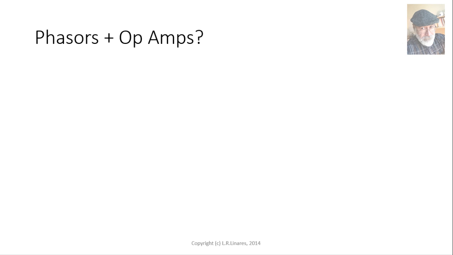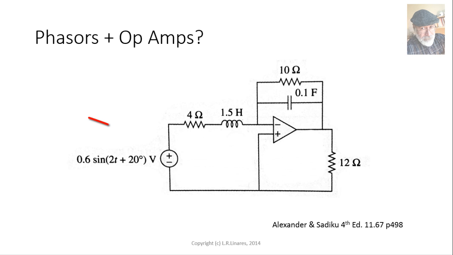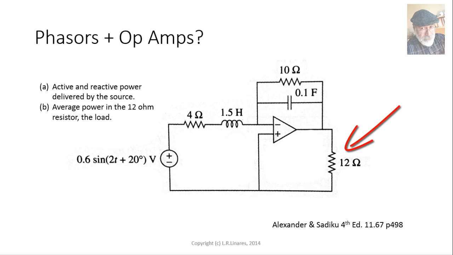Phasors and Op Amps. This is an exercise taken from the textbook by Alexander and Sadiku, 4th edition, page 498. We have a sinusoidal source feeding an amplifier and a 12-ohm resistor as a load. The first question is: find the active and the reactive power delivered by the source. And secondly, find the average power in the 12-ohm resistor, the load.